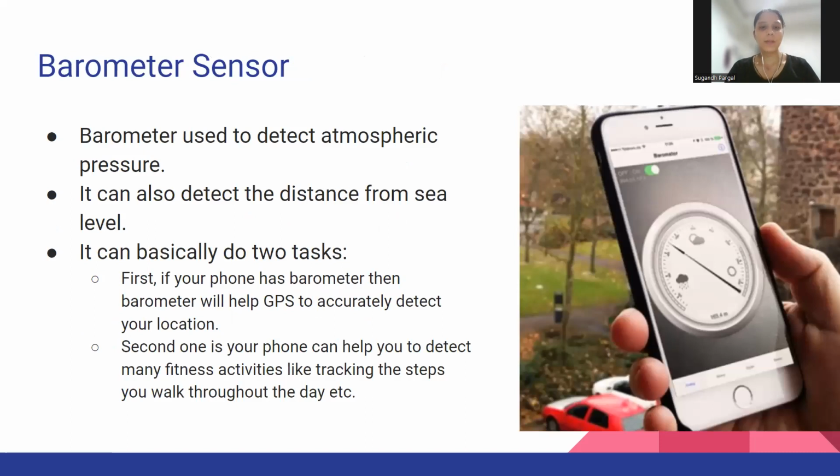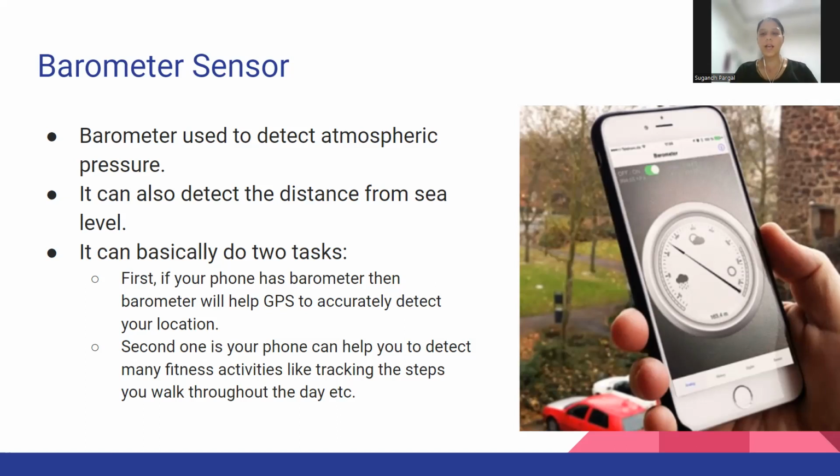Next one is the barometer sensor. Barometer is used to detect atmospheric pressure, as this comes under the category of the environmental sensor. It can also detect the distance from the sea level. Wherever we have the device, based on the atmospheric pressure, we can detect its distance above the sea level.